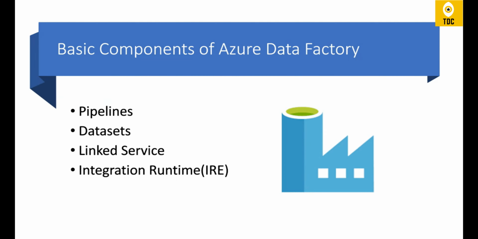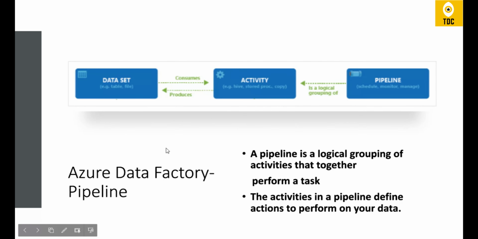In this video, we will discuss the basic definitions: what each of these components means, what they are used for, and what the relationship between all of them is. There is a relationship between pipeline and dataset, between dataset and linked service, and between linked service and integration runtime. That we will discuss in this video in detail. So let's go to the next slide.